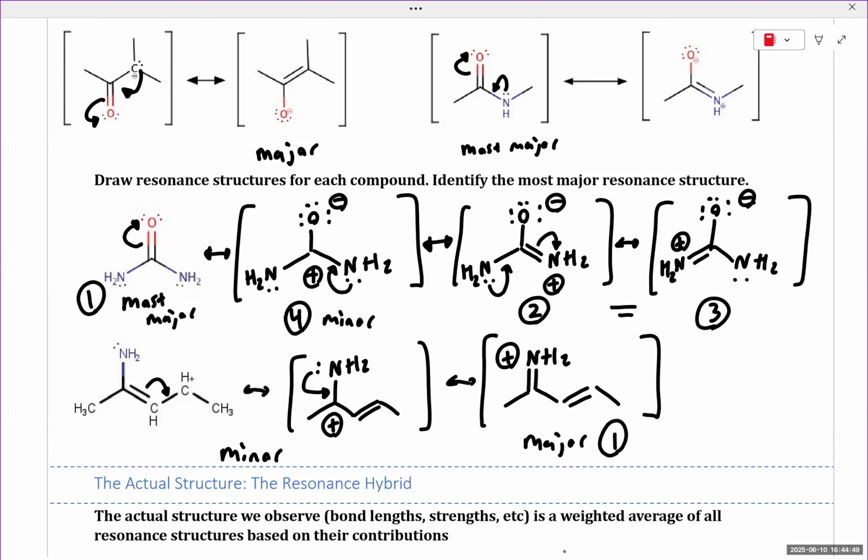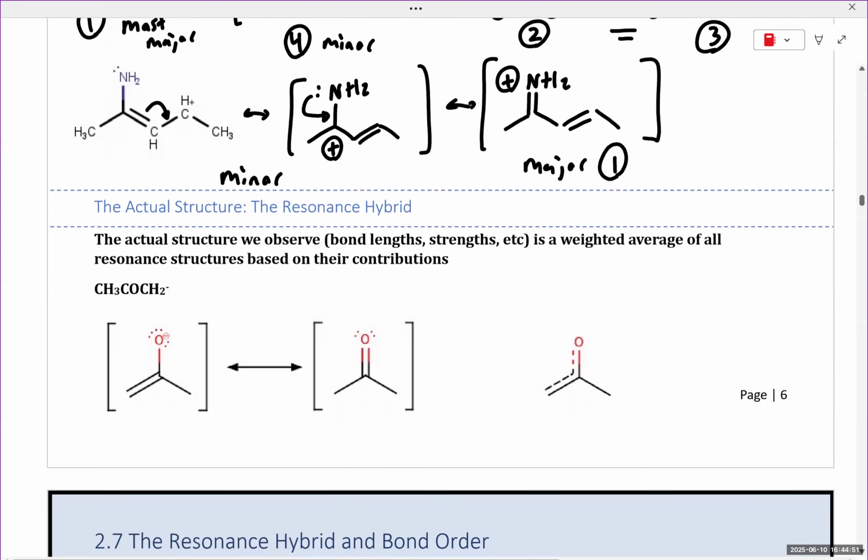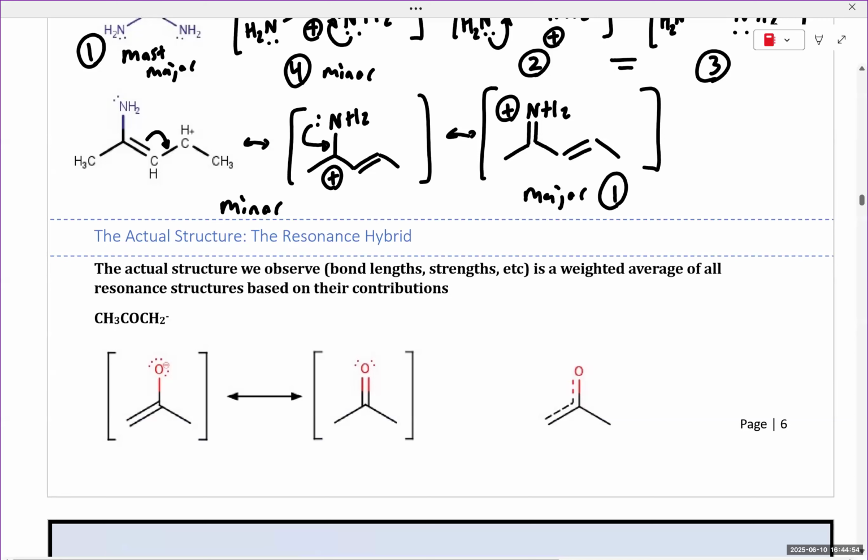Okay, so we've spent a lot of time drawing resonance structures. Let's talk a little bit about the actual structure, the resonance hybrid. The actual structure we observe is a weighted average of all resonance structures based on their contributions. So for example, for the following anion, we can draw a resonance structure where we redistribute the pi electrons by kicking down this lone pair and breaking our pi bond.